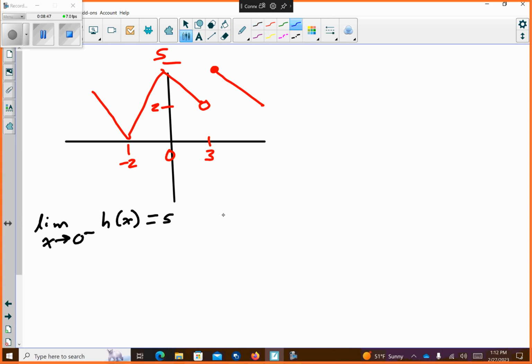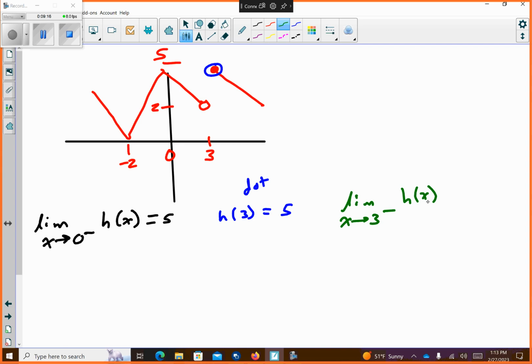And then h at 3. H at 3, this has to be a dot. So this is the value we're looking for. What value is that? They both happen to be 5. And then I had the limit as x approaches 3 from the left. Okay, so 3 from the left.